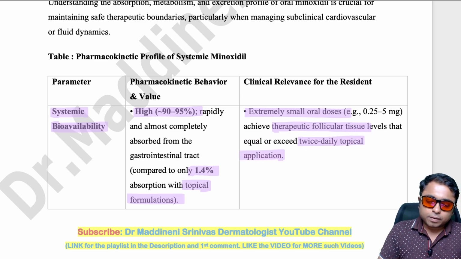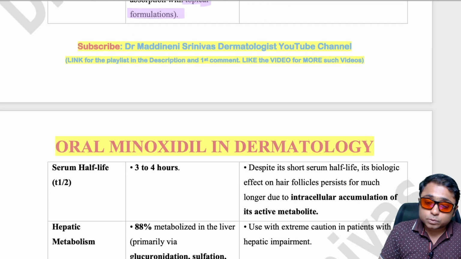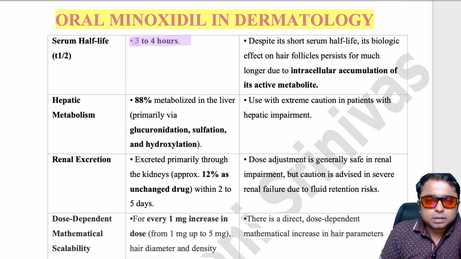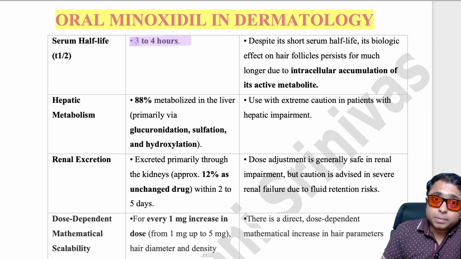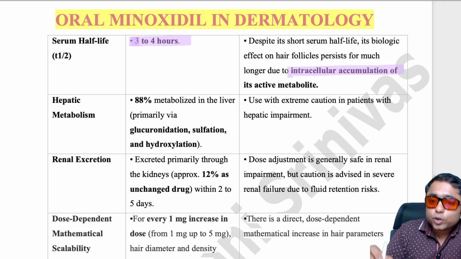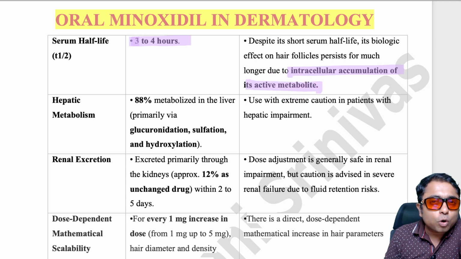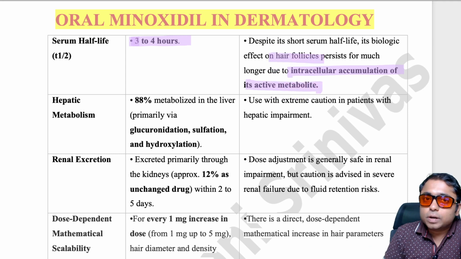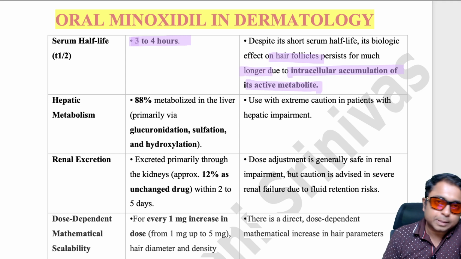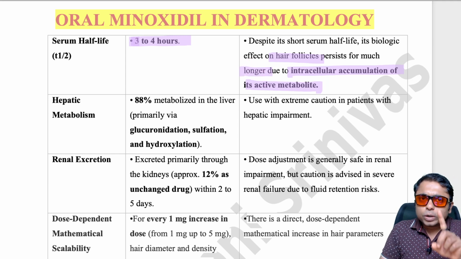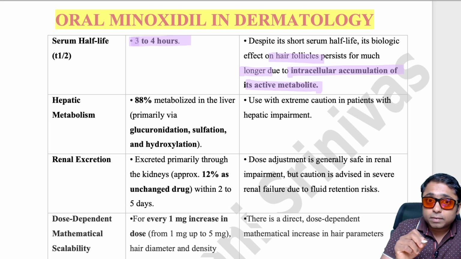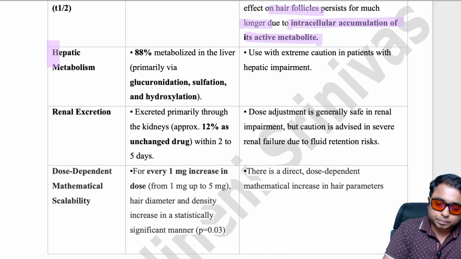So this is one very interesting finding. The bioavailability is very high for this molecule. Half life of oral minoxidil is 3 to 4 hours, but you should remember that there is one very interesting finding, that there is going to be intracellular accumulation of the active metabolite, that is minoxidil sulfate, in the hair follicle, which will persist for much longer duration. So that's why even OD dose at the night time is going to be enough, even though the serum half life is only 3 to 4 hours.